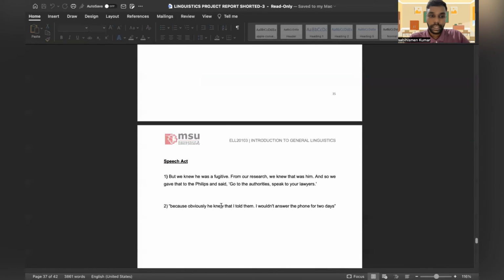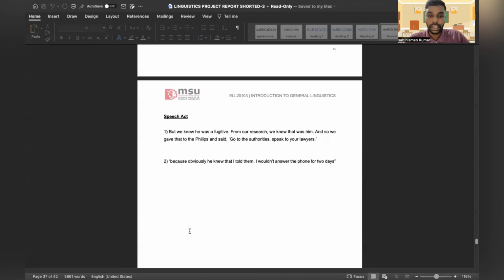Okay, moving on to speech acts. Speech acts are known by form or function. For the first one: "We knew from our research that it was him, and so we gave that to Phillips and said go to the authorities, speak to the lawyers." For the form, it is imperative, which is known as a command. And the second example: "Obviously he knew that I told them I wouldn't answer the phone for 2 days." This is known as a declarative, which is a statement; the function is a statement.